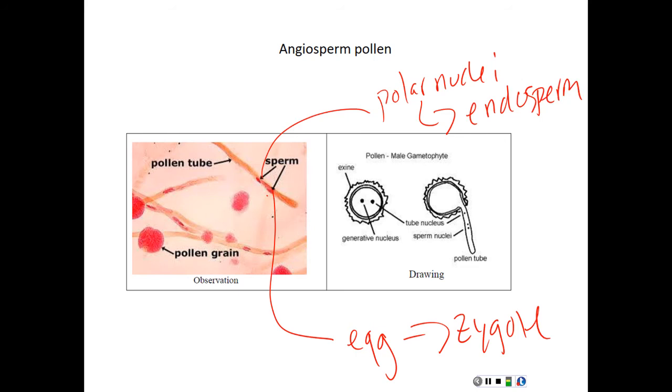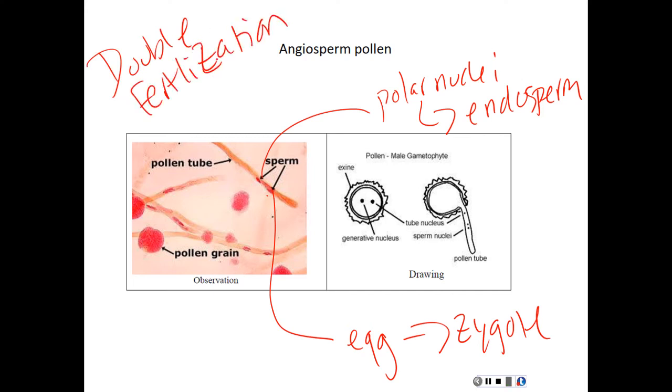And this is another big important difference between gymnosperms and angiosperms. This is called double fertilization. And it's kind of a big deal. The endosperm is going to be the food source for the developing embryo.